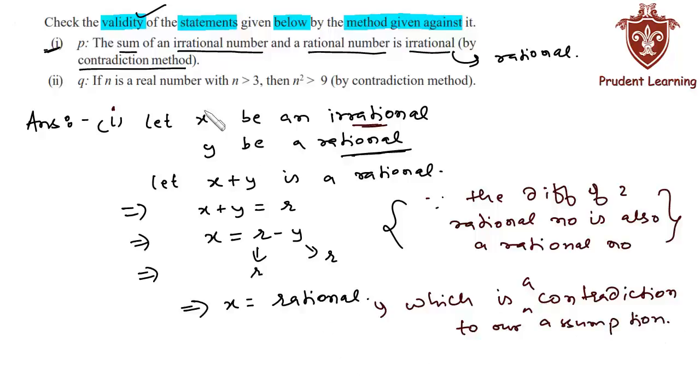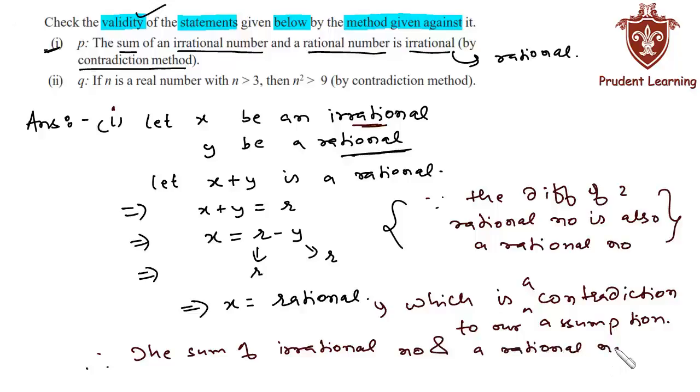Therefore the sum of an irrational number and a rational number is an irrational number. So we'll write therefore the sum of an irrational number and a rational number is an irrational number. So this completes our solution.